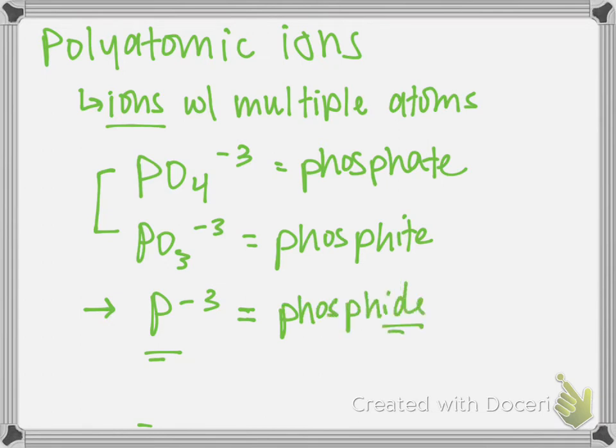Okay, so you see how these are all different things, right? They all have different identities. They all have different names. They all behave differently, right? This one is PO4. This one is PO3, and this one's just P.